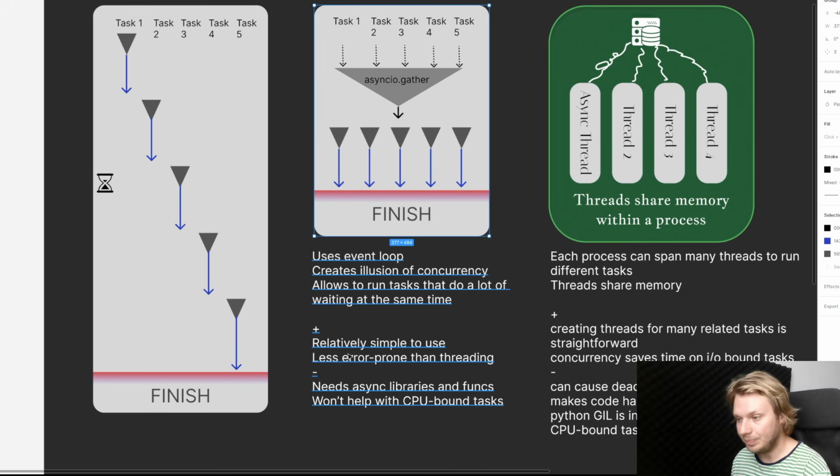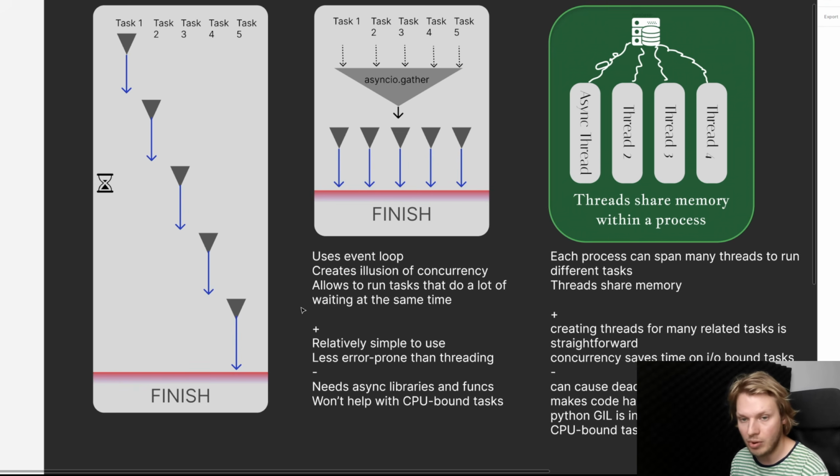So the advantage is that it's pretty simple to use if you know what you're doing, and it's less error prone than threading, which I'll talk about next. The minus is that you need to know what you're doing, because as I showed, writing async in front of it just doesn't cut it. So you need to use asynchronous libraries and functions, and sure, it won't help you with CPU bound tasks because they will still block, no matter how you write them.